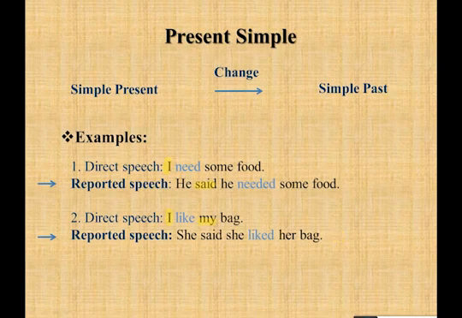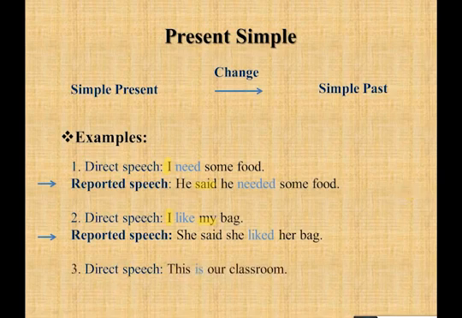If I used he instead of she, I have to use his. He is a boy and she is a girl. We use his bag for the boy and we use her bag for the girl. Now look at the third example. This is our classroom. In this sentence we have the verb is and we have the possessive adjective our.